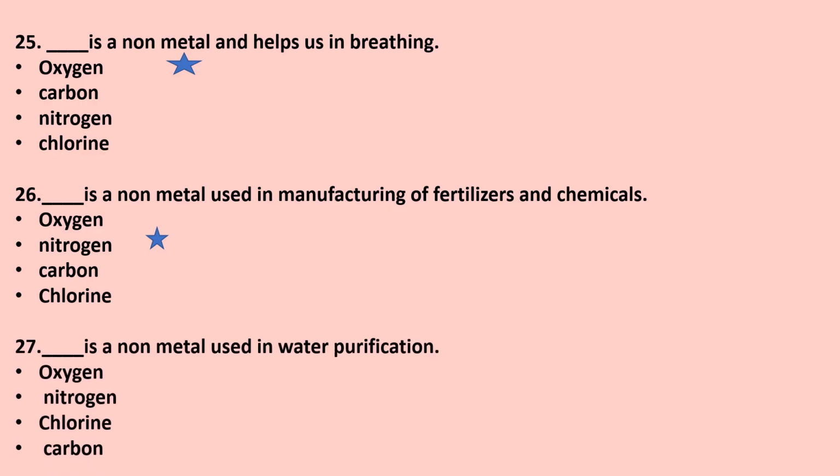Question number 27. Dash is a non-metal used in water purification. So in order to clean or purify water, we use this non-metal. It is oxygen, nitrogen, chlorine or carbon. So the correct answer here is chlorine. Chlorine is a non-metal used in water purification to clean the water.